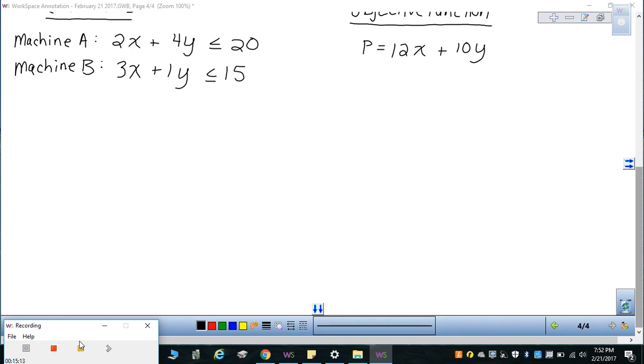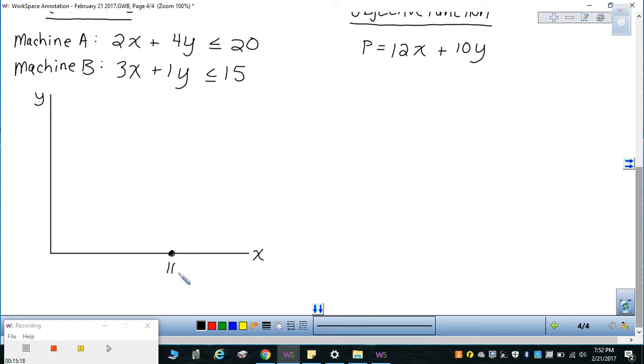Now we're going to think about graphing our system of constraints. When you have a big open space, just go ahead and draw in a basic L-shaped graph. It's really just a sketch of a graph. It does not have to be perfect or accurate. We can go ahead and label our axes X and Y. All right, let's think about graphing the machine A constraint. If we cover up the y and solve for x, we get the x-intercept to be 10. If we cover up the 2x and solve for y, we get our y-intercept to be 5.